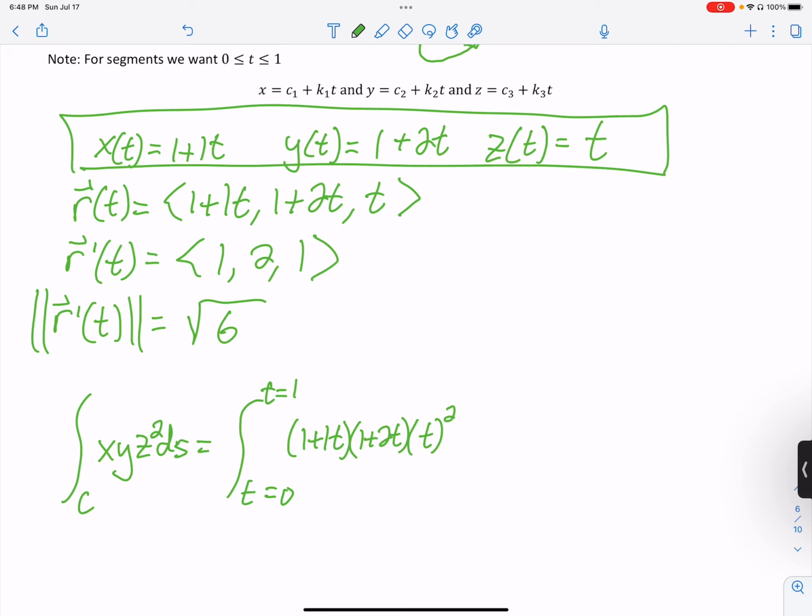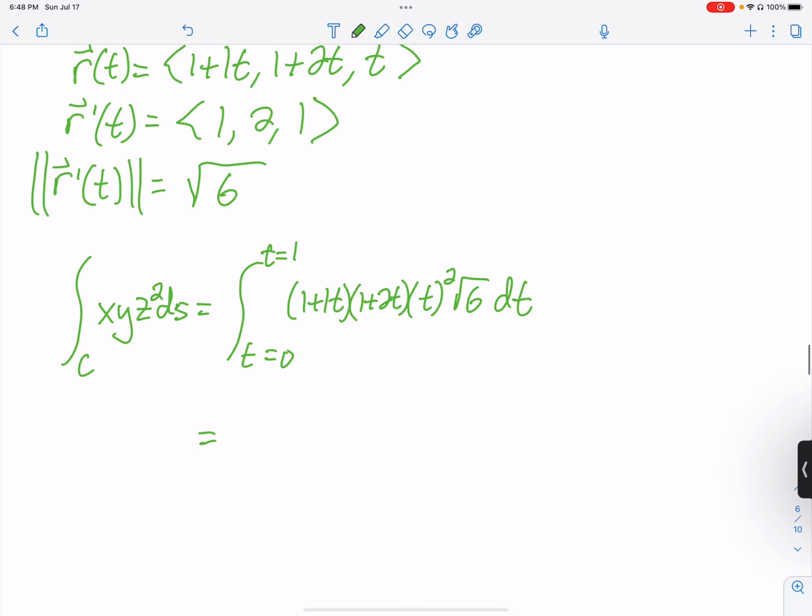Or don't forget, square root of 6 dt. This is going to work out, once you do all the calculus, to be the square root of 89 over 60, square root of 6.